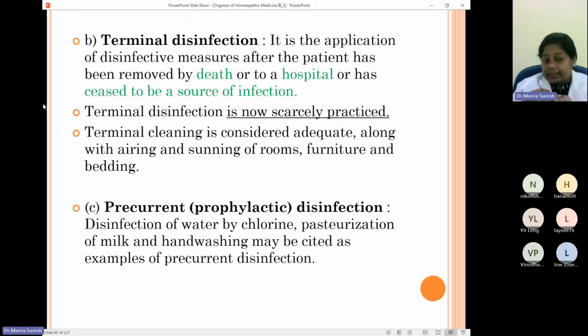The last one is the precurrent or the prophylactic. So something that we are doing to prevent the development of the infection, or a kind of disinfection which is happening prior. The best example will be pasteurization. When we do the pasteurization of milk, we are killing the organisms prior to them causing the disease, or even disinfection of water by chlorine. That is also an example of prophylactic disinfection.